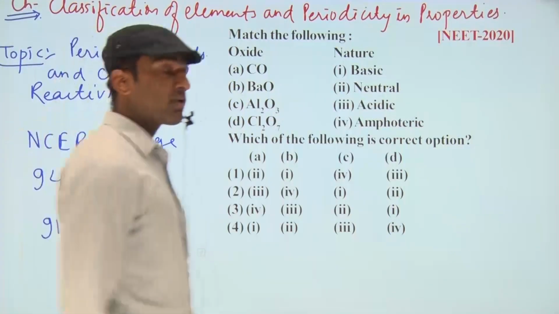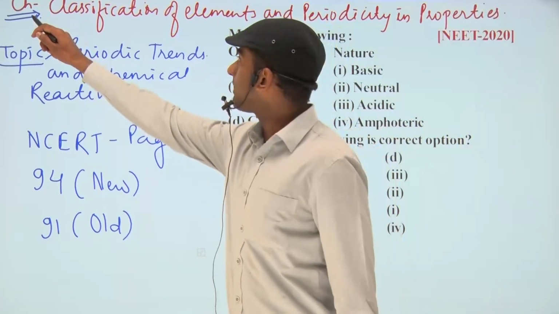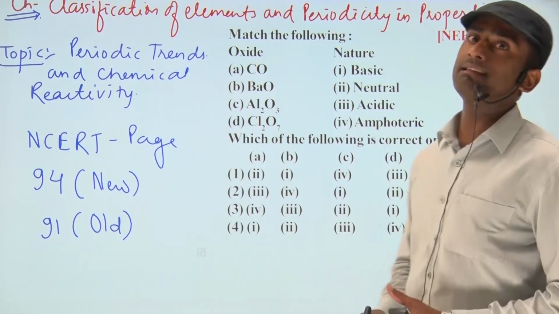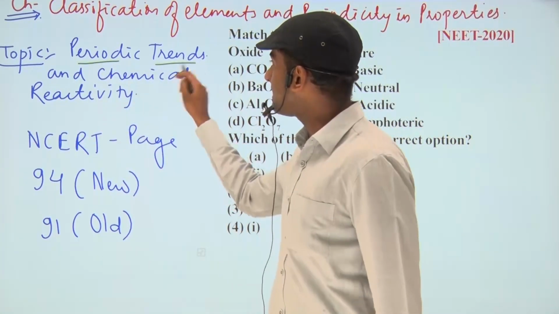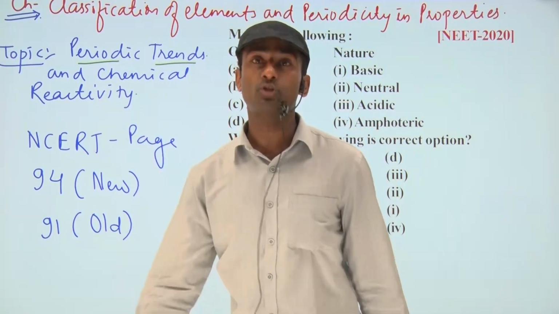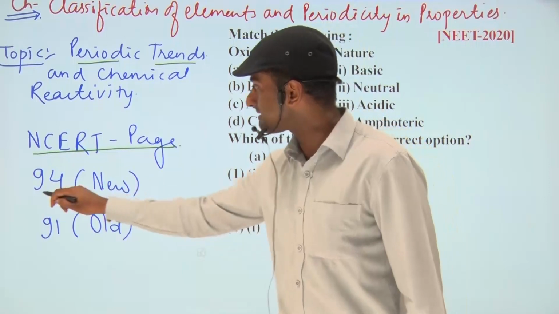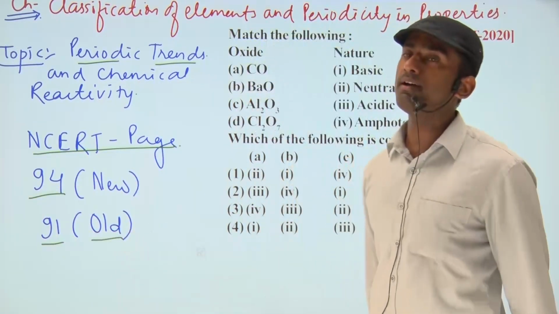Thank you. This question is taken from the 11th class NCERT. The chapter is Classification of Elements and Periodicity in Properties. In short, we call this the periodic table. Got it? And the topic is periodic trends and chemical reactivity. This is the last topic of the chapter. As far as NCERT is concerned, the page number is 94 in the new NCERT, but it is 91 in the old NCERT.